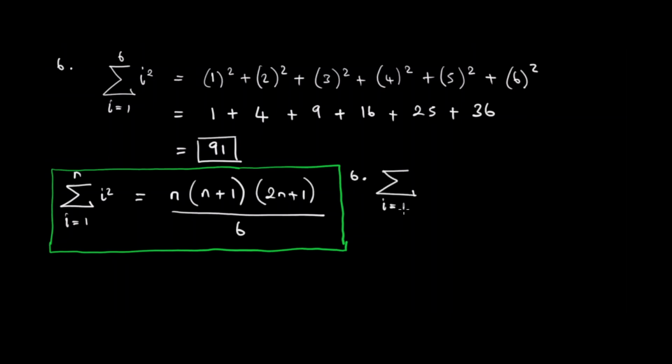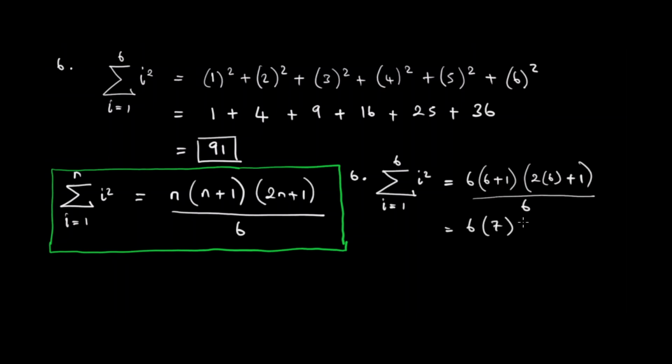summation from i equals 1 to 6 of i squared inenge equal to n wedu anenge ari 6, so it's actually 6 plus 1, then up it's 2 times 6 plus 1. This is over 6. So it's equal to 6 multiplying 7, then it's also multiplying 2 times 6 into 12 plus 1, 13 over 6.